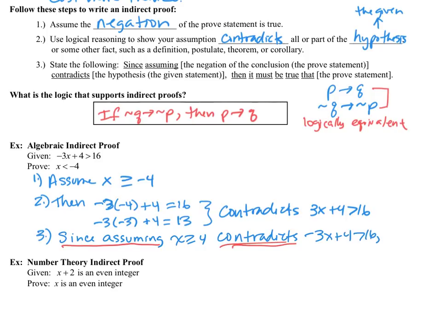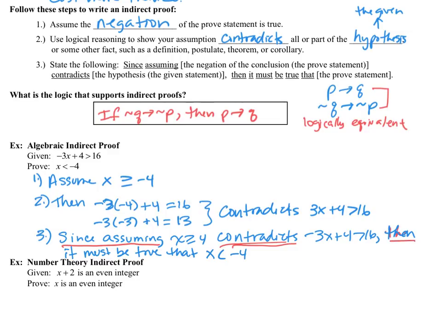we'll finish up by saying, then it must be true that, now we'll go ahead and write our original proof statement. Our original proof statement was that x is less than negative 4. It must be true that x is less than negative 4.